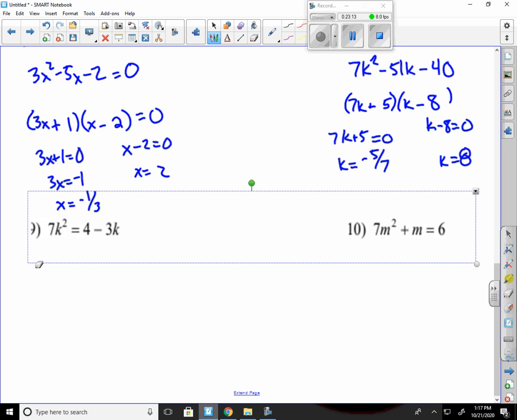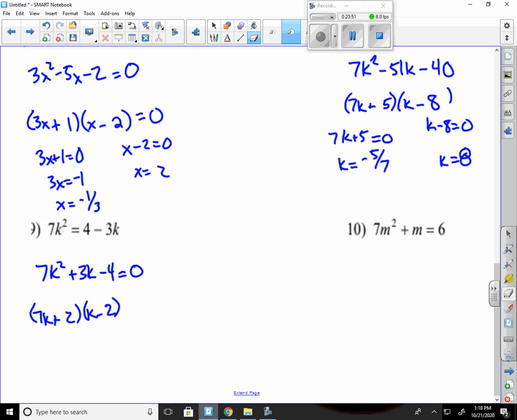Number 9, I need to get everything on the same side. 7k squared plus 3k minus 4 equals 0. What multiplies to give me 7? It has to be 7 and 1. Then what multiplies to give me negative 4? It can either be negative 4 and 1 or 2 and 2. Let's try 2 and 2. This is a minus, this is a plus. So if I do a plus and a minus, 7 times negative 2, that's negative 14, plus 2 is negative 12. That's not 3. So I know that my 2's are wrong.